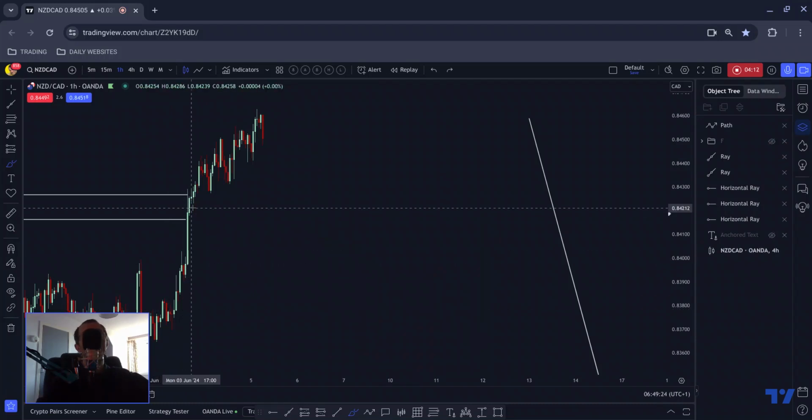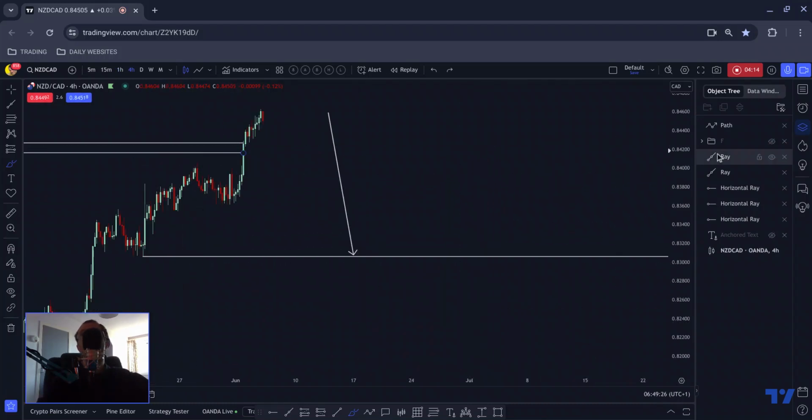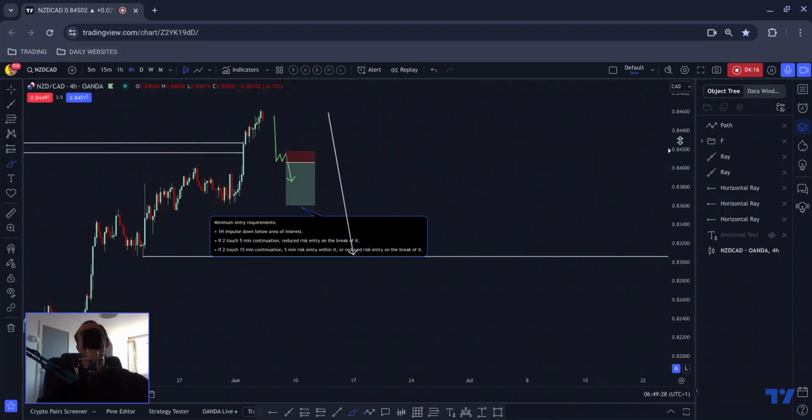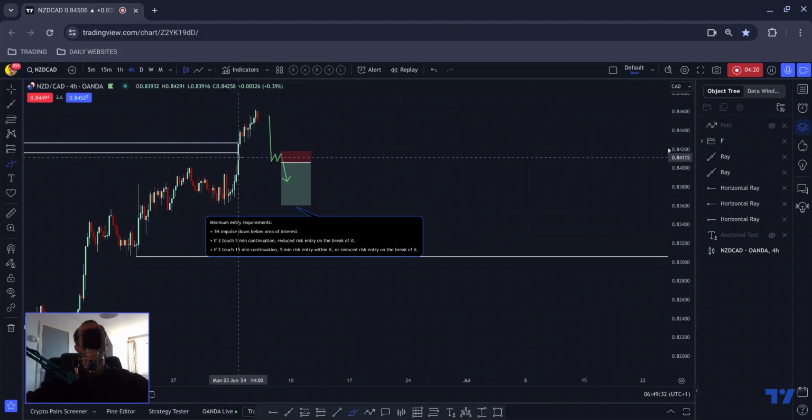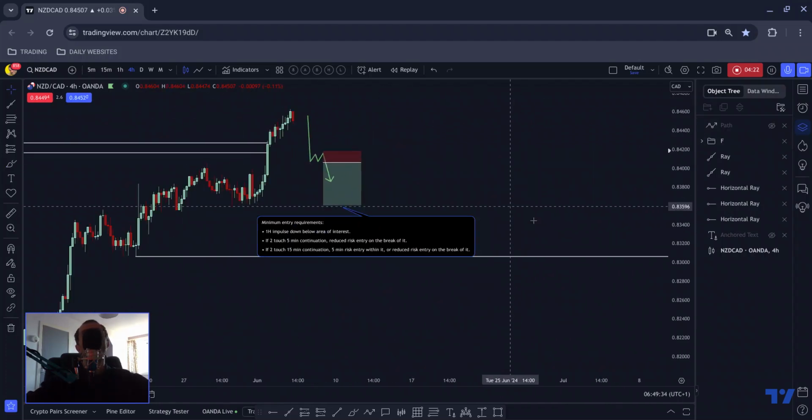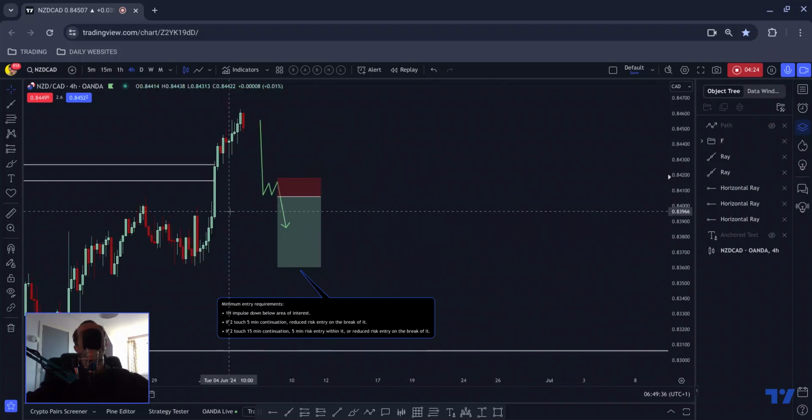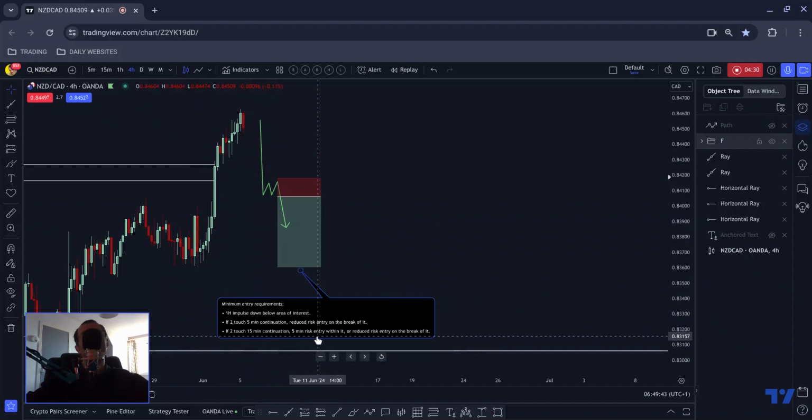But if we, whoops, I didn't mean to do that. There we go, we're back in business. So if we just drop out below that area of inflection, then I would be looking to get short with a reduced risk entry on the break of a 5-minute continuation as a minimum. And if we got a 15-minute continuation, so 6 to 8 corrective 15-minute candles, then I would also be looking for an entry within the flag.